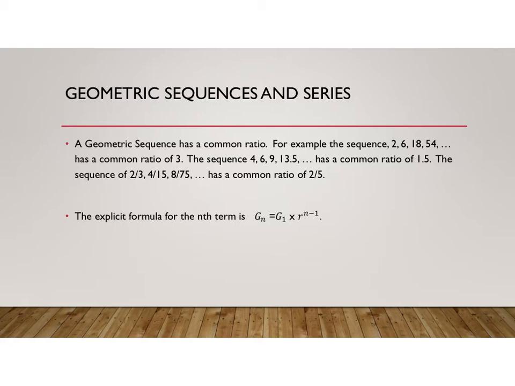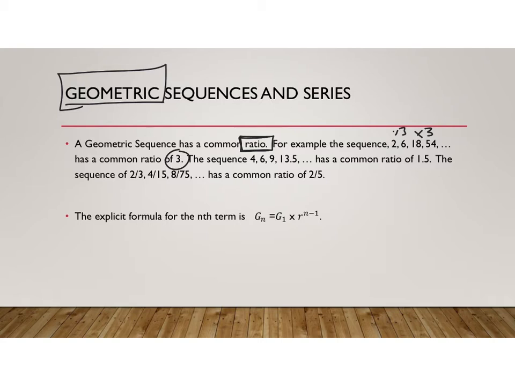So, getting into the geometric sequences. A geometric sequence will have a common ratio. Remember, the arithmetic sequences had a common difference. So the ratio is just what you are multiplying by each time. So for example, the 2, 6, 18, 54, what are we multiplying by? It looks like we just keep multiplying by 3. So the ratio would be 3.